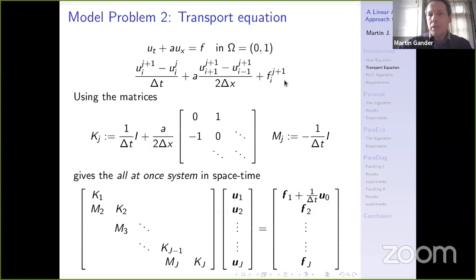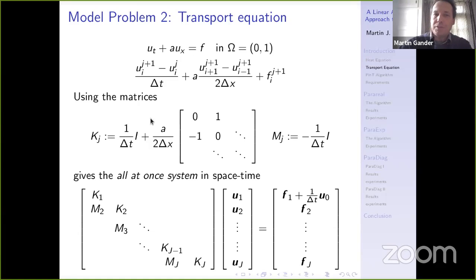Now the second model equation is a transport equation. So here we still have a time derivative of u. We have a spatial derivative, but it's just the first derivative in space. And we also can have a right-hand side. I also consider this in 1D on the interval 0, 1. And I immediately discretize. I also use backward Euler here. And I use a centered finite difference for the spatial derivative.